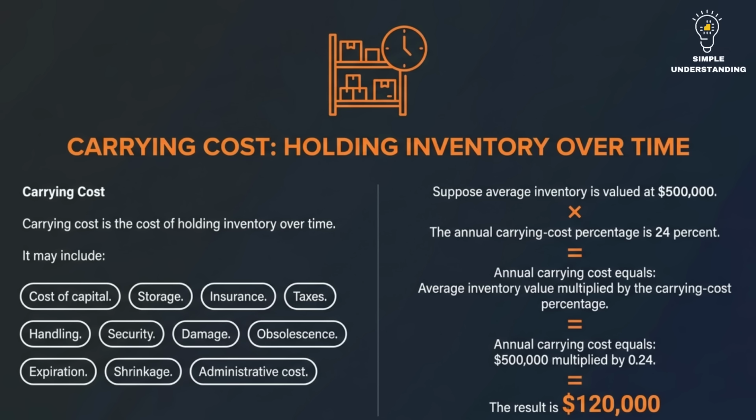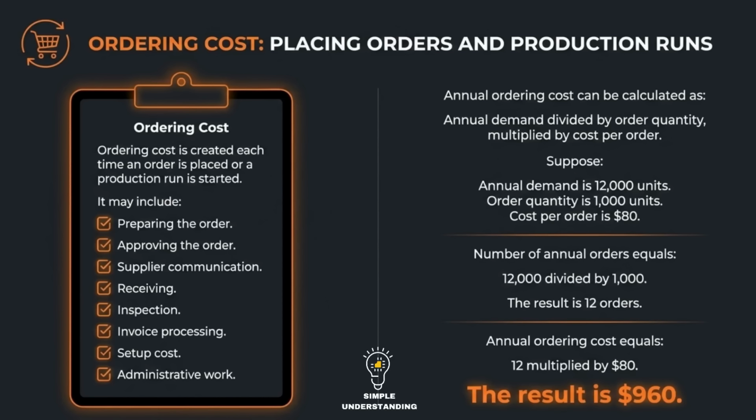The annual carrying cost percentage is 24%. Annual carrying cost equals average inventory value multiplied by the carrying cost percentage. Annual carrying cost equals $500,000 multiplied by 0.24. The result is $120,000.